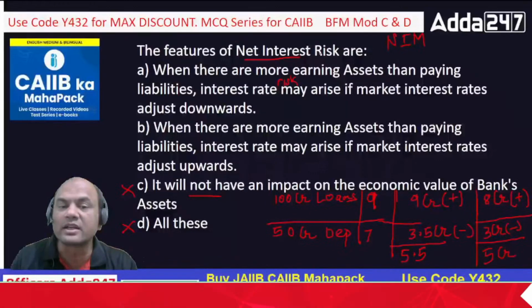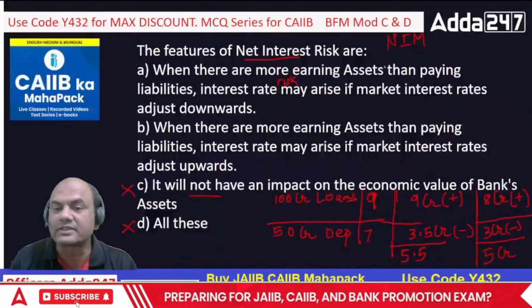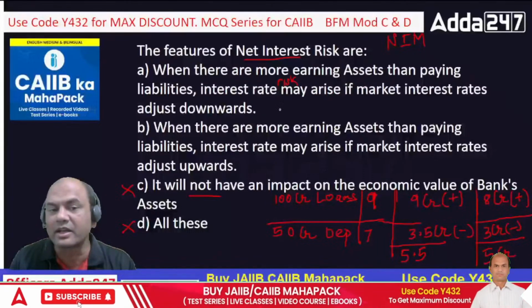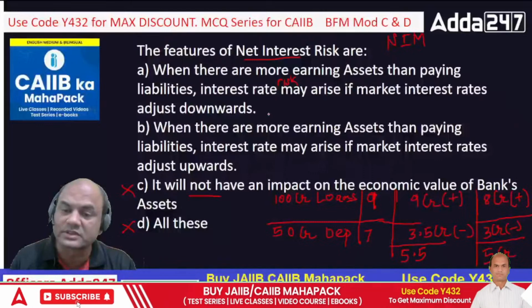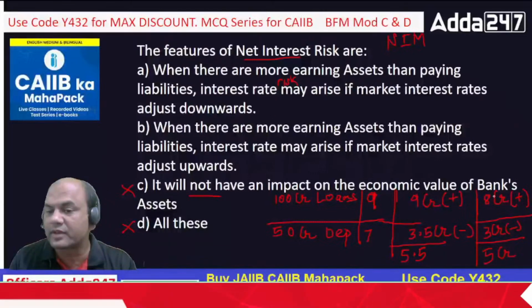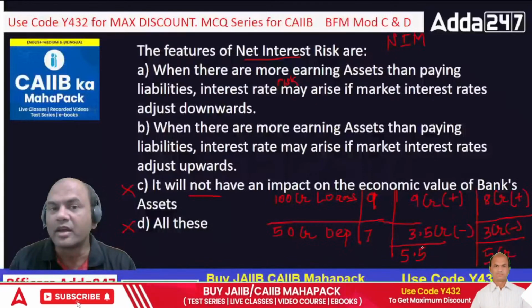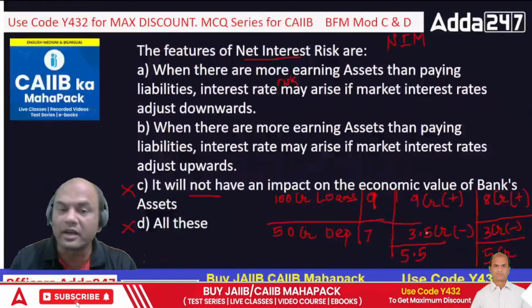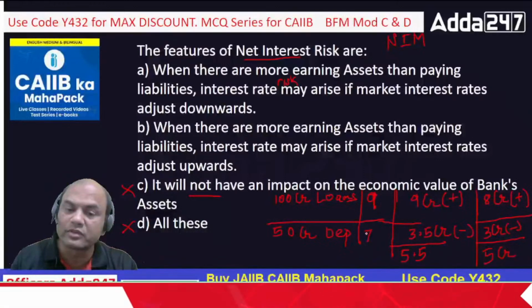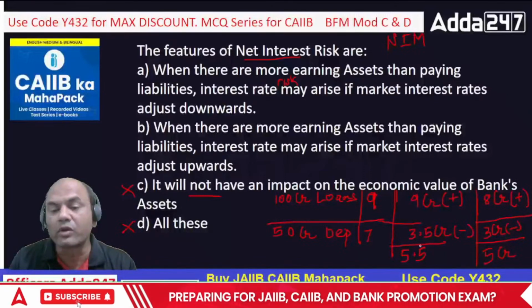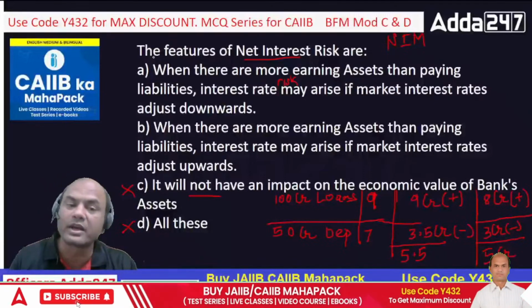The net interest risk, when there are more assets than paying liabilities, the interest rate risk may arise if the market interest adjusts downwards. If both of them have gone down, I am getting lesser income, right? If my interest rate falls down and I am having more assets, then my overall earning will always be reducing.